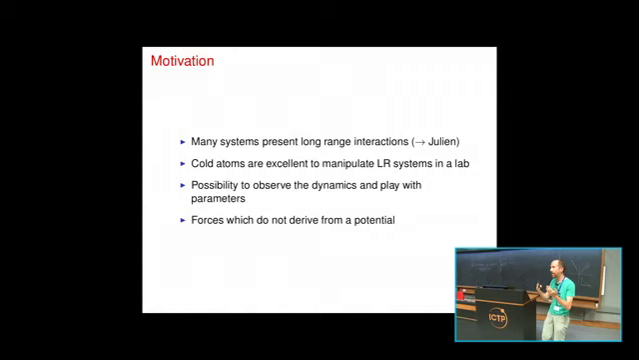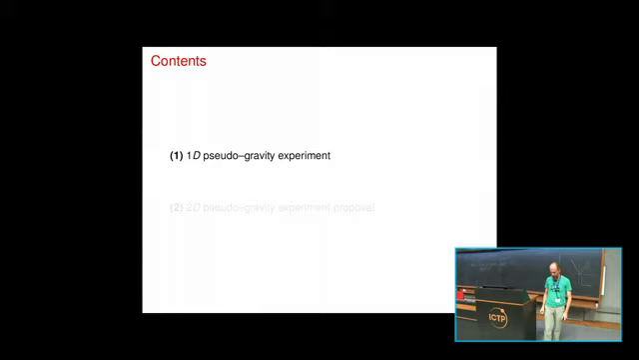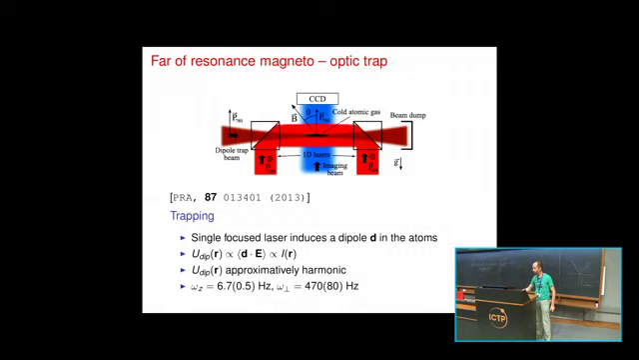So I will start by explaining this experiment, which has already been done, and then I will explain the basics of how these cold atom experiments work. What we use is called a far-off-resonance magneto-optic trap. The atoms are here, and they are trapped with a single focused laser, this laser, and this laser induces a dipole in the atoms. Because of the dipoles, they induce a potential which is proportional to the intensity of the laser beam, and this potential is more or less harmonic.